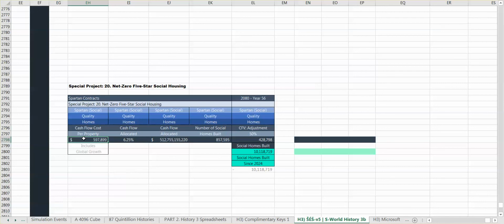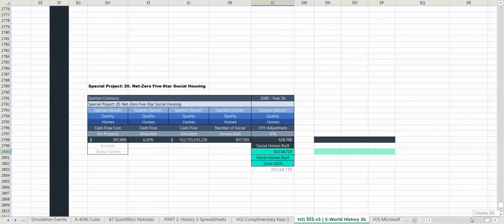What is a million in 2024? It's 4 million in 2080. Okay, so there's quite a lot of due diligence behind these figures, and that's the result, 10.18. So we're going to swish all the way back.